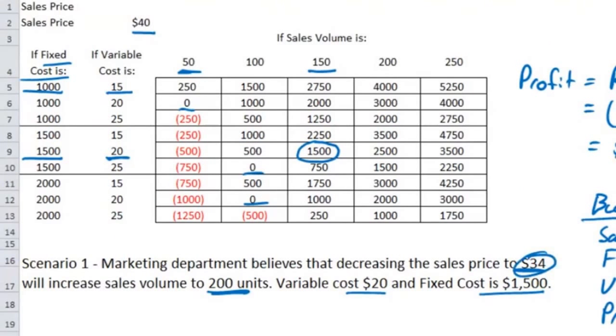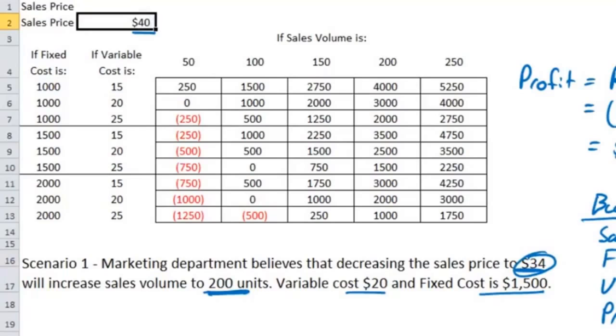Now in this first scenario, if we decrease our sales price to $34, we are going to increase the sales volume to 200. So increase sales volume by 50. So it seems that it's profitable. We know that in the original budget we were having a profit of 1500. So what's going to happen if we change our sales price and get a higher level volume? Let's look at it in the matrix.